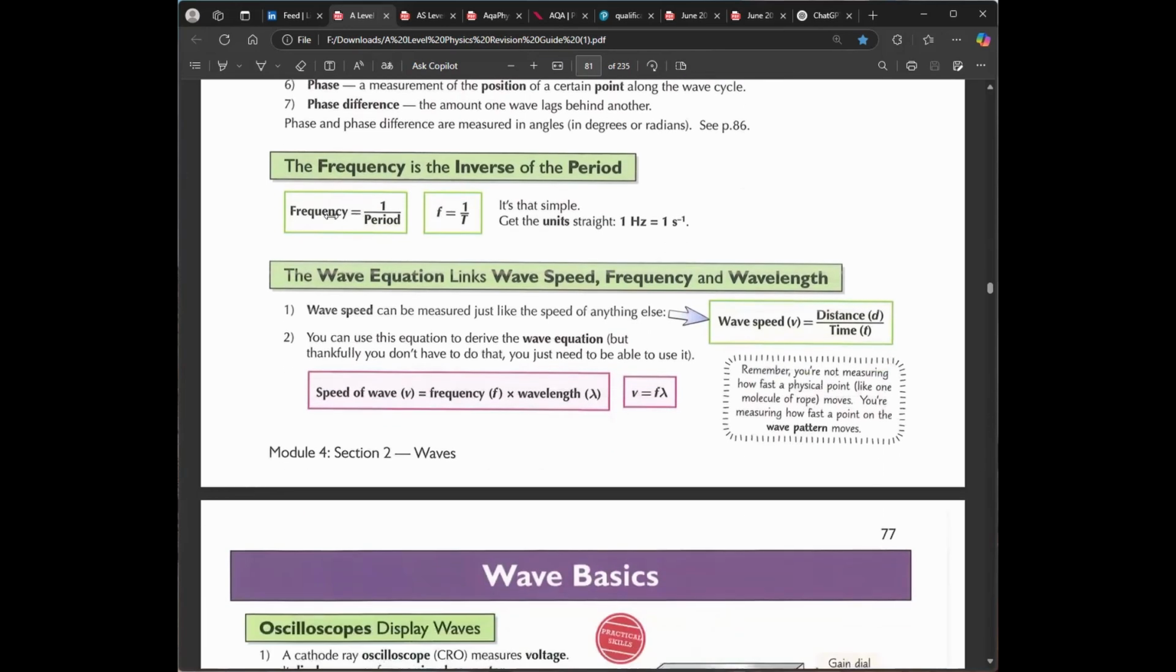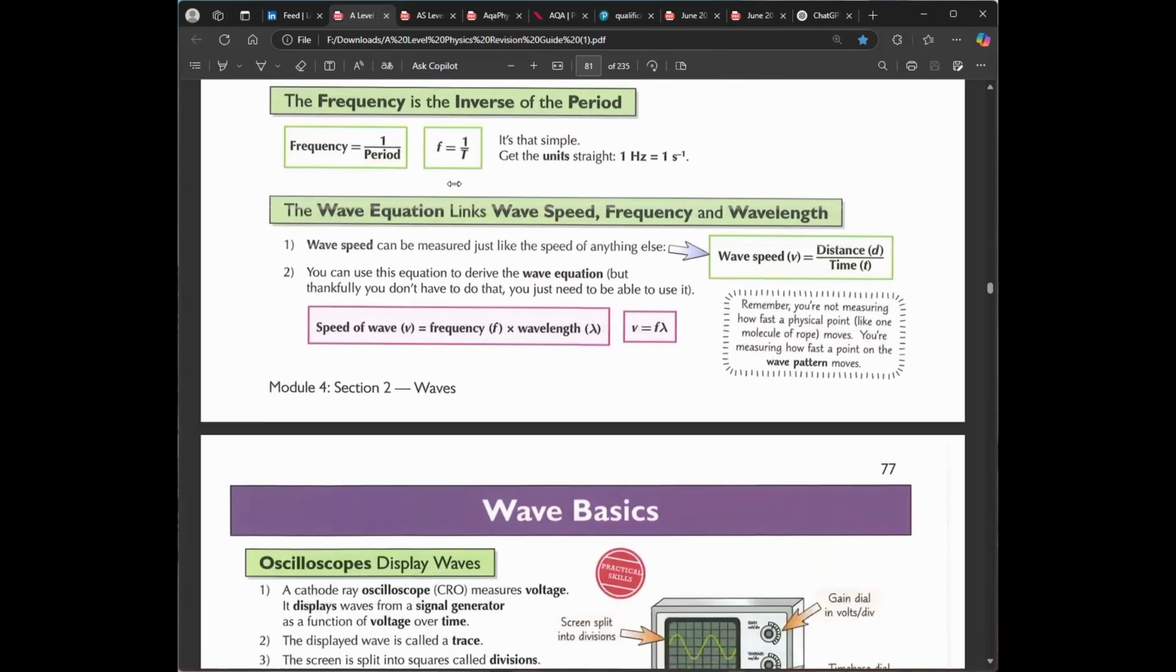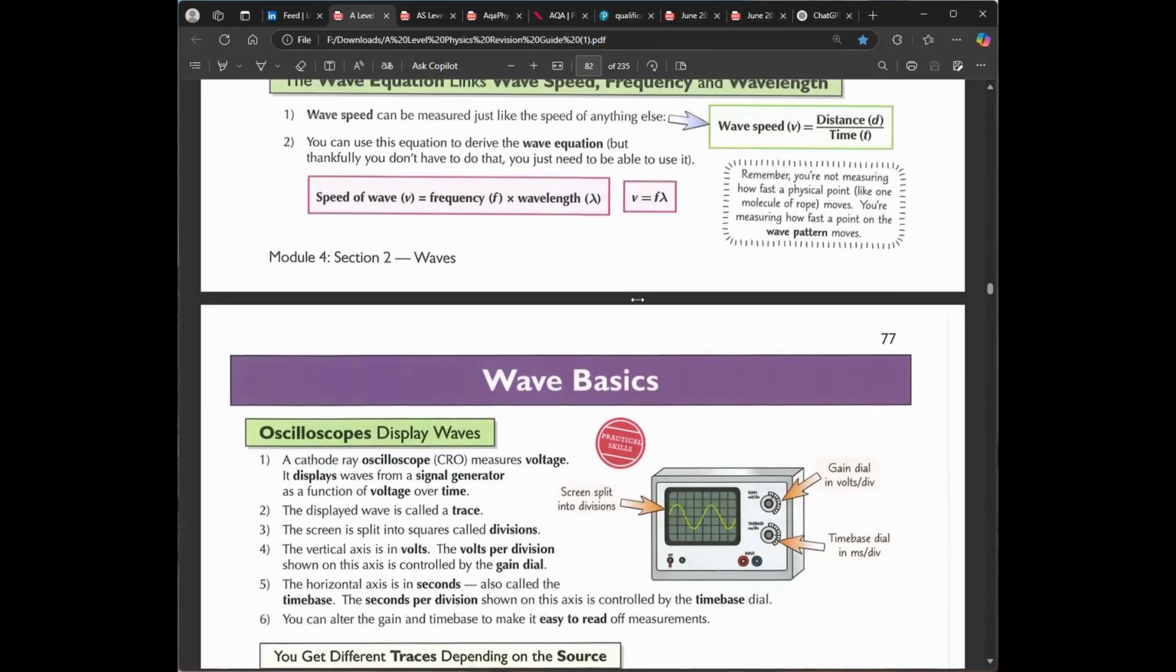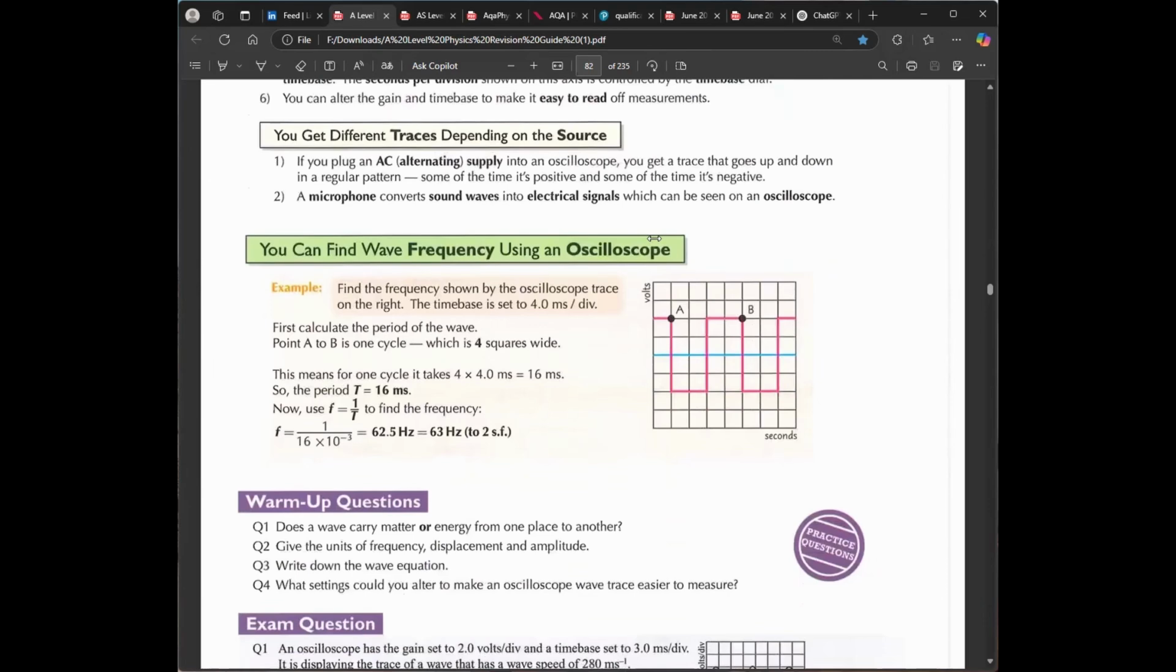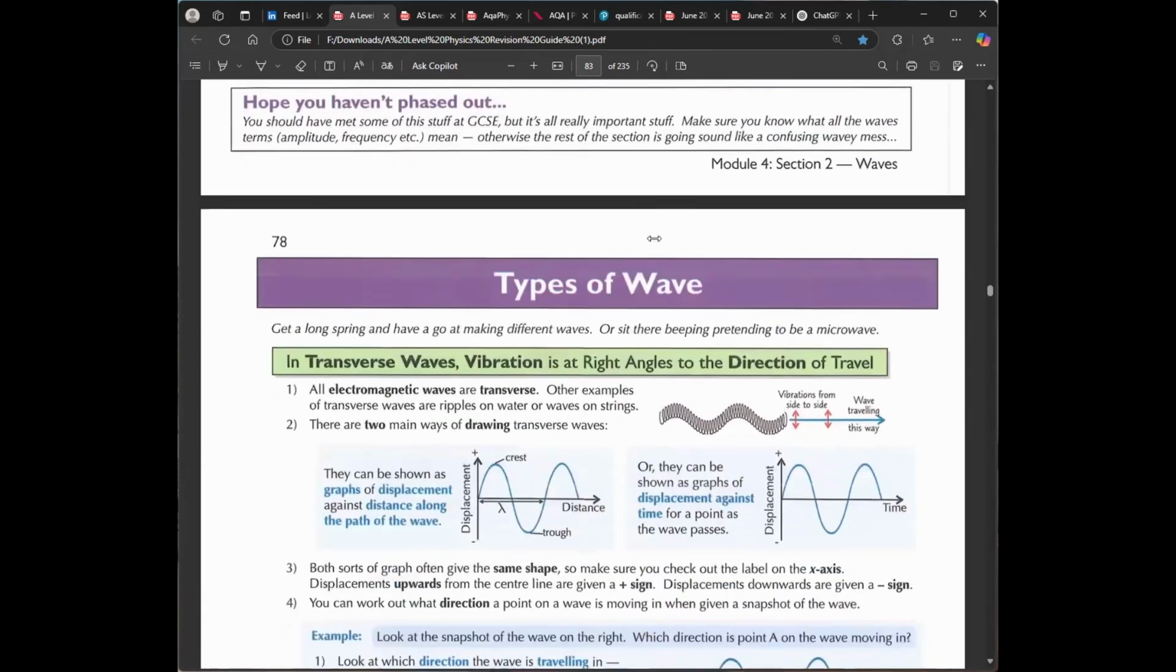I've already told you the relation between frequency and period. They are the inverse of each other. This formula is very important: V is equal to F lambda. It's a universal formula, and it's straightforward as well. V is the speed of the wave, F is frequency, and lambda is wavelength. They are related using this equation. It's also called the wave equation. It's very important. Moving forward quickly.